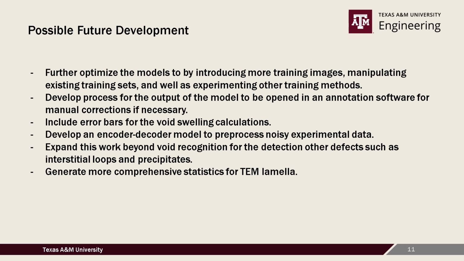This is a list of possible future developments in this work. The first step would be to further optimize the models by introducing more training images, manipulating the existing training sets, and experimenting with other training methods. Developing a process for manual correction, this can be done by finding a way to load images in an existing annotation software, including error bars for the void swelling calculations, creating an encoder-decoder model to pre-process noisy experimental data.